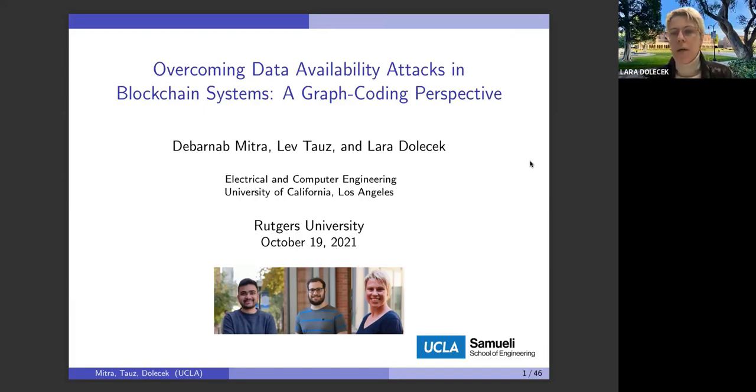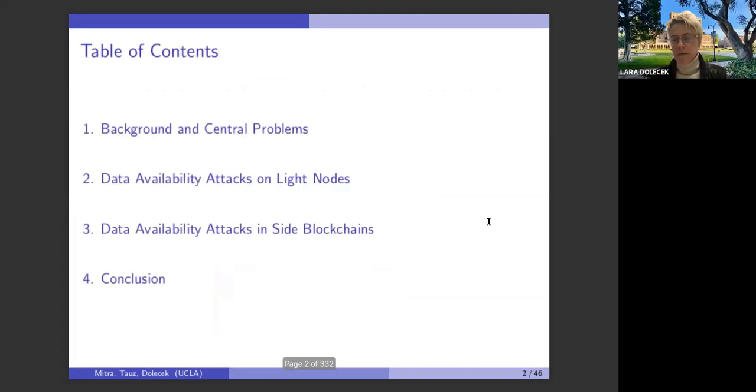So today I will talk about data availability attacks in blockchain systems, and we will see what kind of role channel coding can play in these types of issues. This is joint work with my very talented graduate students, Deborah Navmitra and Lev Taz, and all three of us are with the EC department at UCLA. Okay, so let's continue. All right, so this is the overview of the presentation for today.